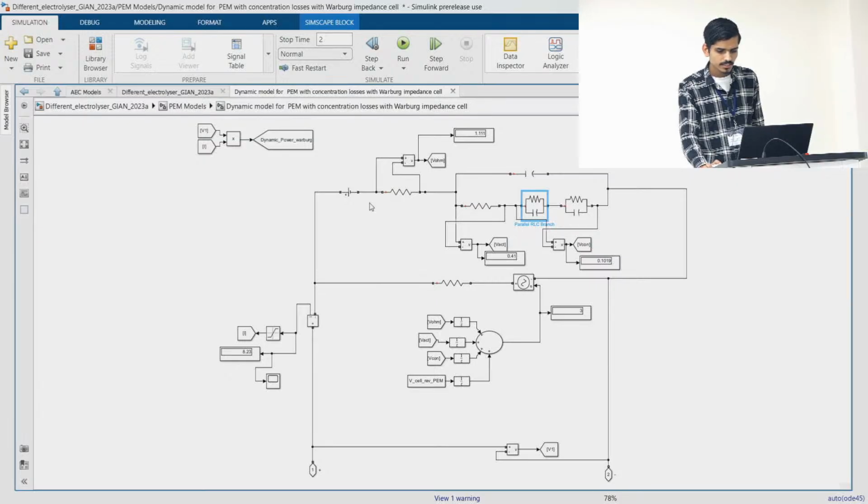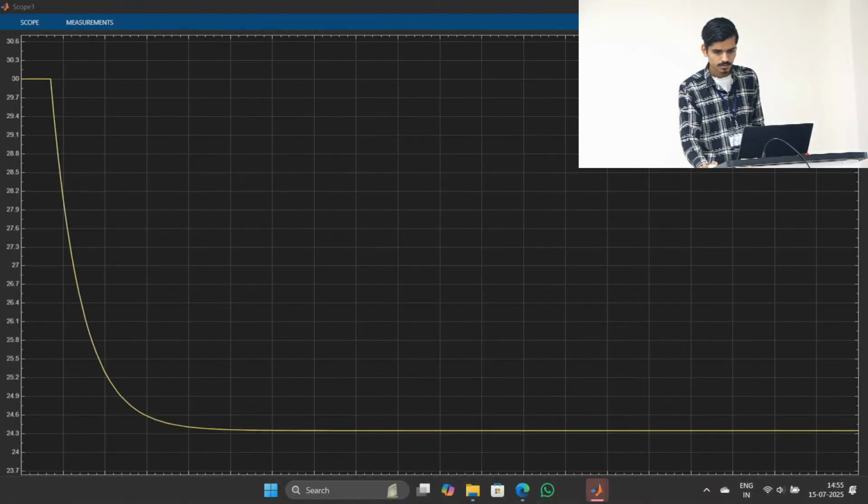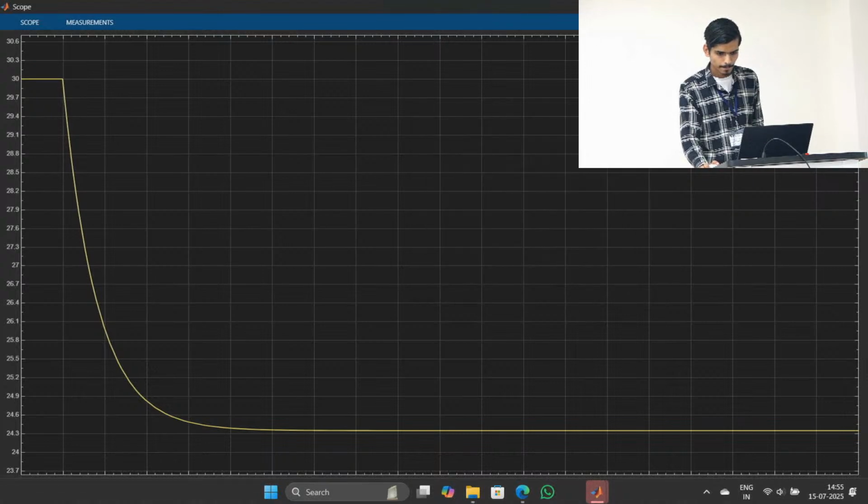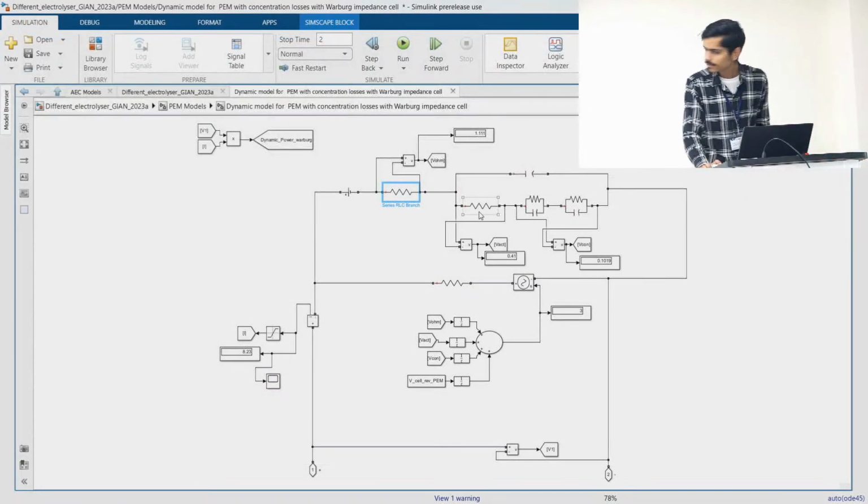Apart from that, this resistance is considering the ohmic losses only. And this resistance is for activation losses, and these two resistances in parallel with the capacitor, or we can say these two Barberg impedances, represent the concentration overpotential. This one is for the anode, this is for the cathode. Here we are modeling it as a single one, but in a further derivative of this model we can model it as a different set of values.